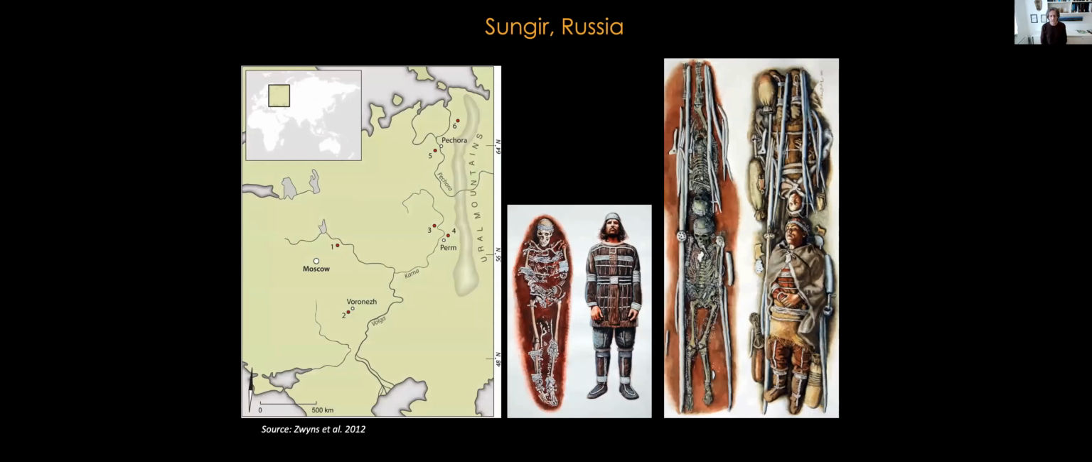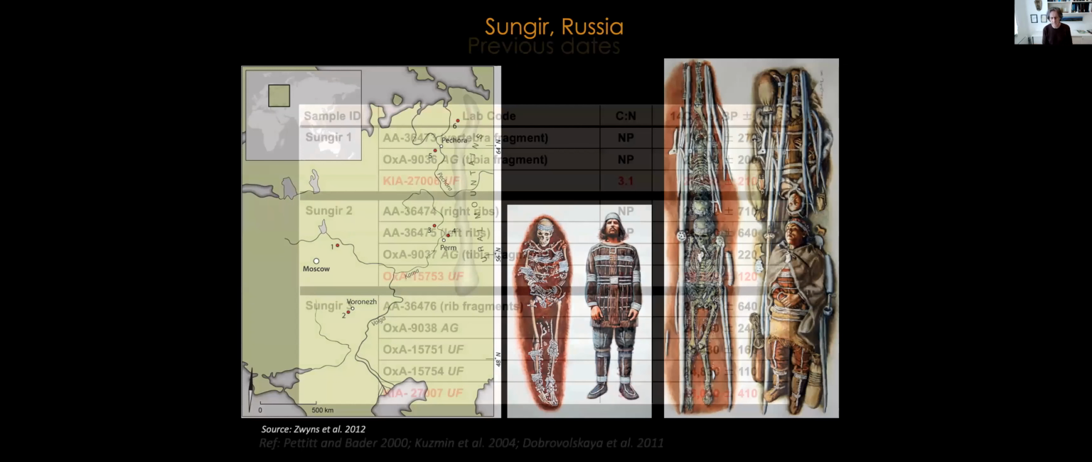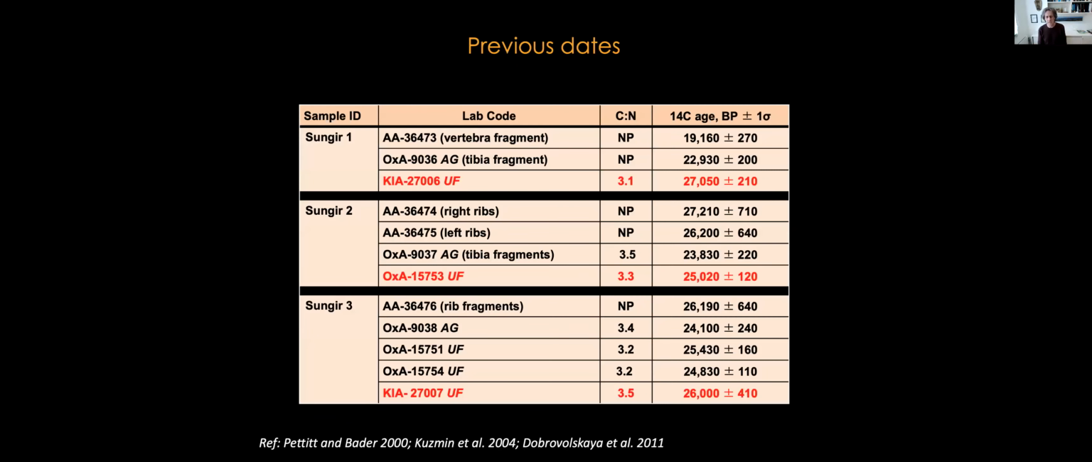Some examples: here's the site of Sunghir in Russia. It's a mid to upper Paleolithic burial, one of the earliest symbolic burials that we have in the archaeological record, with three individuals, a man and two adolescents, buried in exceptionally wealthy circumstances with beads and so on. Previous dates have been very variable from the Sunghir burials, the three principal ones. You can see they range from 19 to 27,000 in the case of Sunghir 1. Despite ultrafiltration being used, this is a good indicator that there's contamination in the bones.